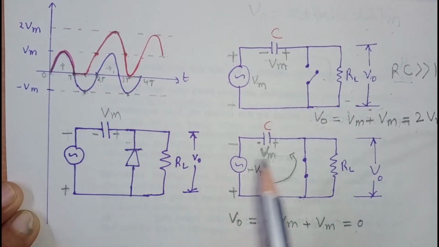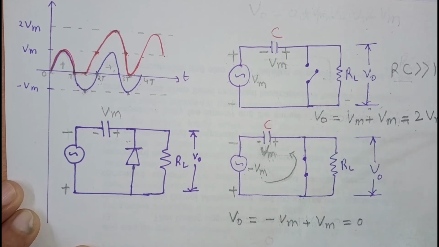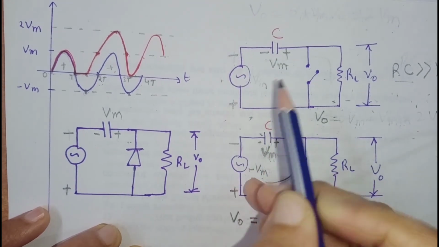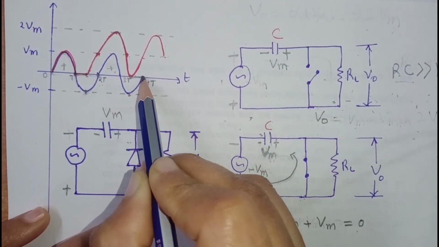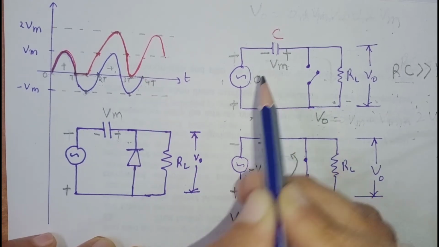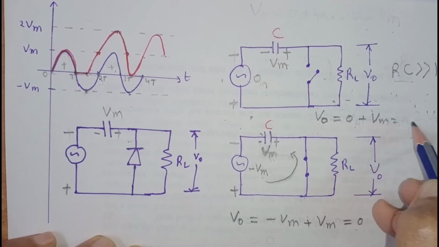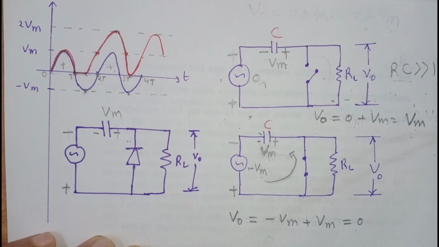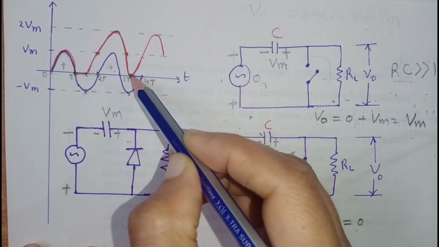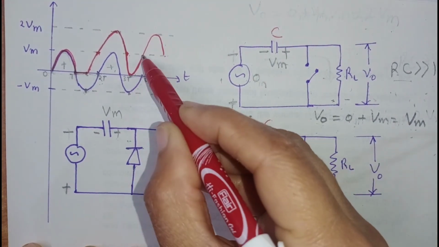Beyond this peak, this diode gets reverse biased, and the equivalent circuit will look like this. The polarity here is minus and here is plus. At this point of time, at 4t, the input voltage is 0. So the output voltage will be equal to 0 plus Vm, equal to Vm. So the output waveform goes from 0 to Vm.